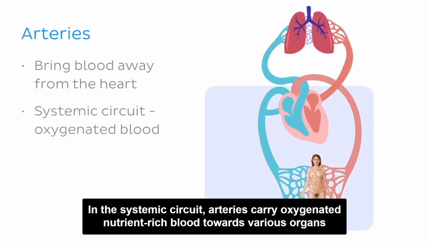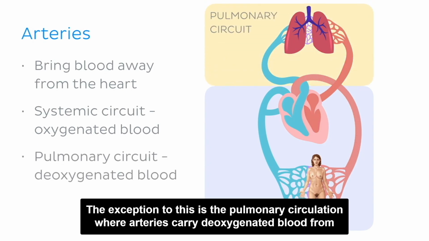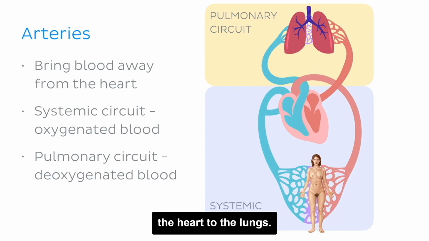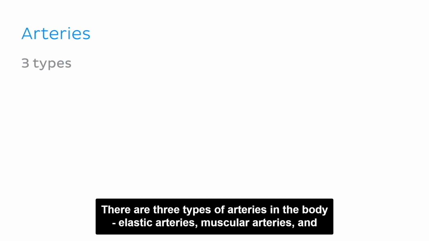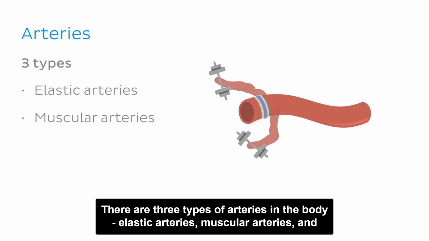In the systemic circuit, arteries carry oxygenated, nutrient-rich blood towards various organs and tissues of the body. The exception to this is the pulmonary circulation, where arteries carry deoxygenated blood from the heart to the lungs. There are 3 types of arteries in the body: elastic arteries, muscular arteries, and arterioles.